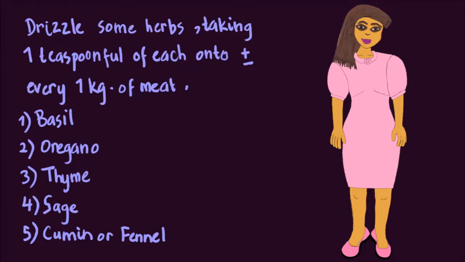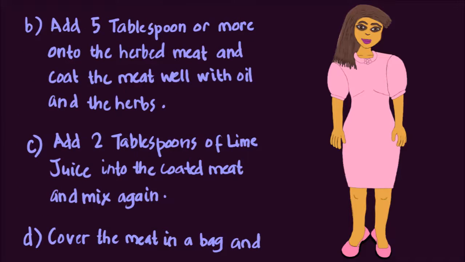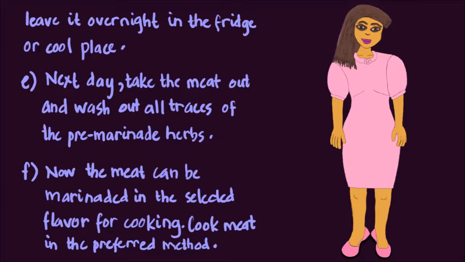Basil, oregano, thyme, sage, cumin, or fennel. B. Add 5 tablespoons or more of oil onto the herbed meat and coat the meat well with oil and the herbs. C. Add 2 tablespoons of lime juice into the coated meat and mix again. D. Cover the meat in a bag and leave it overnight in the fridge or a cool place.